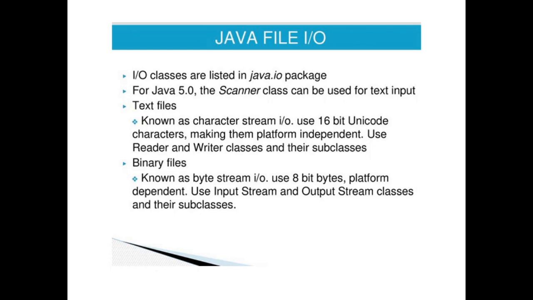The text files, known as character streams, use 16-bit Unicode characters, making them platform independent. Use Reader and Writer classes and their subclasses. In case of text files, we need to use Reader and Writer classes. We'll come across them. And in case of binary, we use InputStream and OutputStream classes and their subclasses. So there is a clear distinction between the classes that are used for reading and writing information in a text file and a binary file.